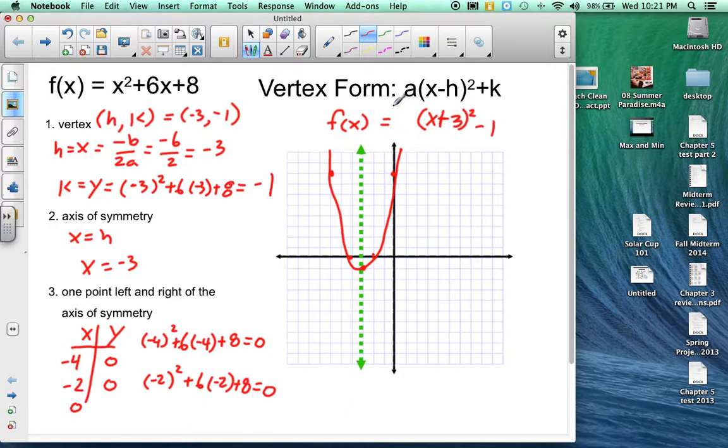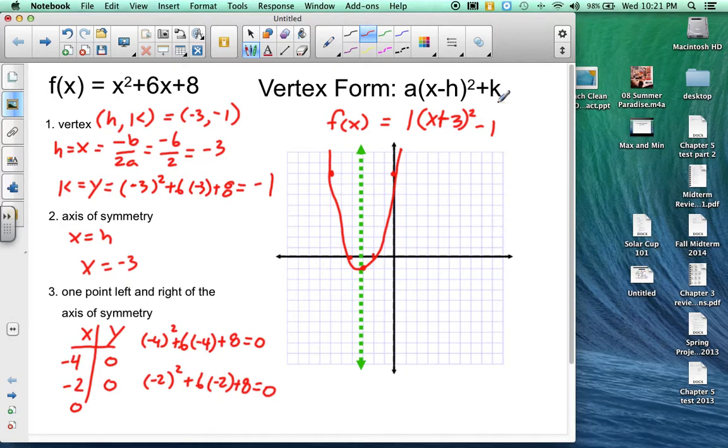Now, how do we find a? Well, that's easy. We know that the formula is ax squared plus bx plus c. Well, a is what? 1. So we know our formula is 1. And that's how we find the vertex form. If they ever ask you to find the vertex form, find the vertex, and then find this number and plug it into your equation. Which means that you are going to have to memorize the equation, unless I give it to you.